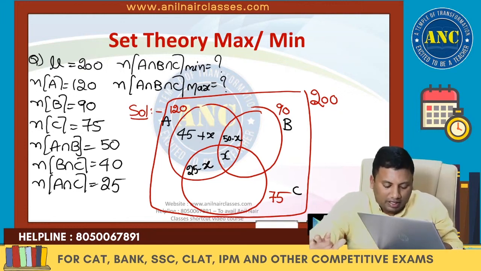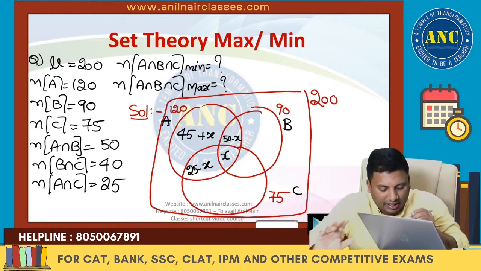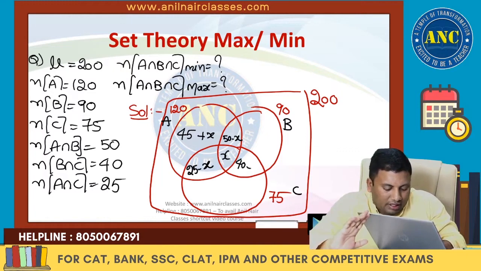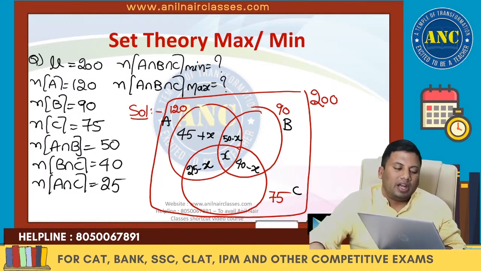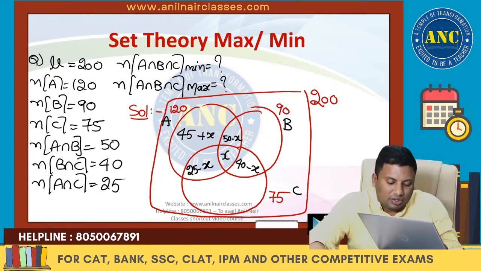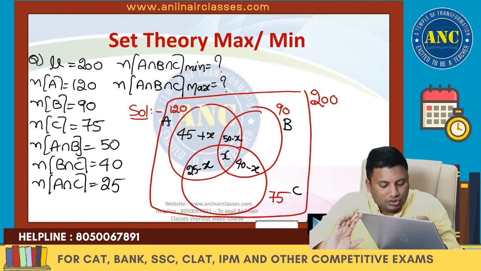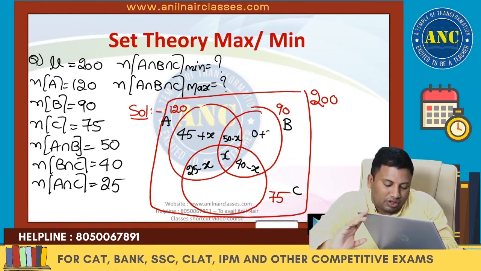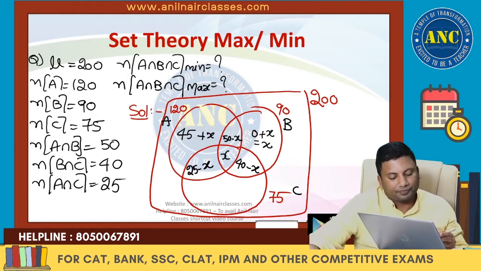N of B intersection C is 40, so it is 40 minus X. N of B is 90. So 50 plus 40 is nothing but 90, so it will be 0. There are 2 negative X, so there will be 2 positives. 0 plus X is X.